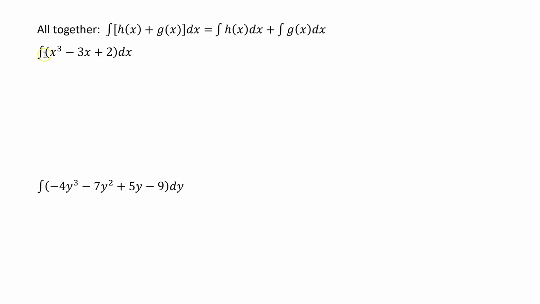All right, so now what do we do with integrals over sums? Well, it's the same as before. We had derivatives. You would just take the derivative of each term. So we do the same thing. We take the integral of each term.